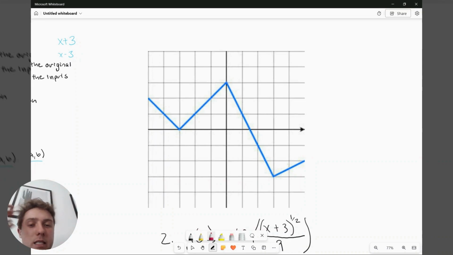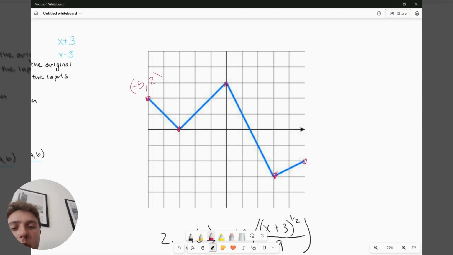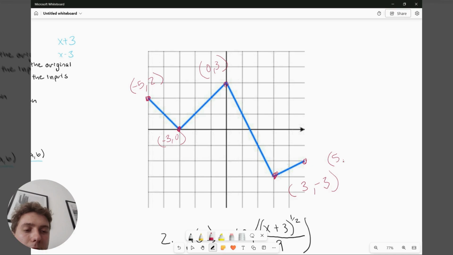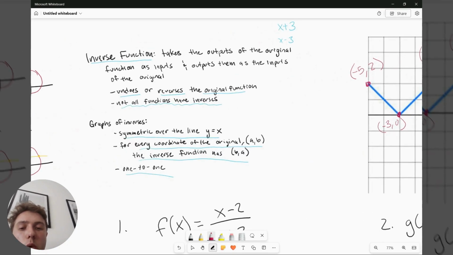Let's start applying ideas of inverses though. One thing we said is if you have a coordinate on an original function, right? These different points here maybe. And if you take their actual coordinates, for example, -5, 2 and -3, 0 and 0, 3, 3, -3 and 5, -2. Well, if you were to plot those coordinates for the inverse, well, we said that one thing inverses do is they switch the coordinates from a, b to b, a.